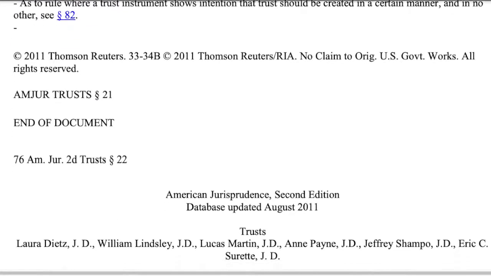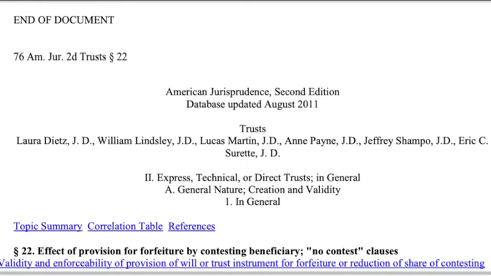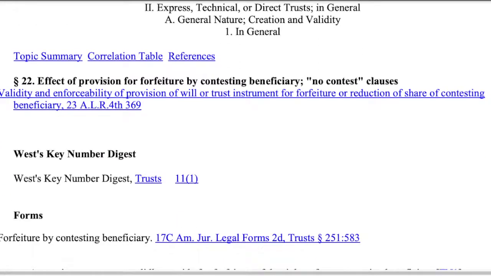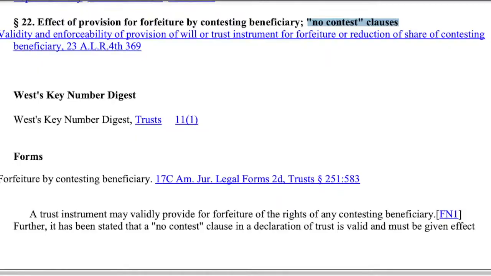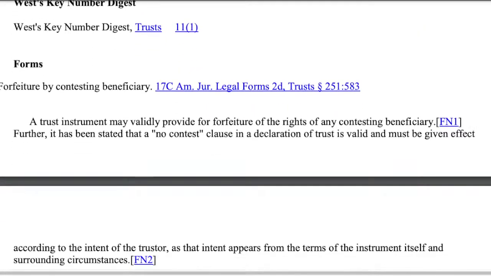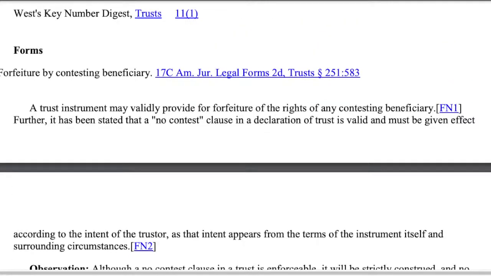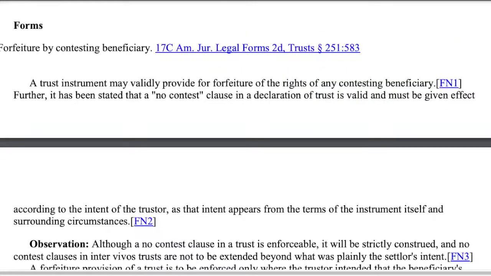All right, moving ahead, we're on to section 22 here. Effect of provision for forfeiture by contesting beneficiary. No contest clauses. So we're going to get into this. And of course, we had some forms here through American Jurisprudence. The beauty of American Jurisprudence, and why you see bookshelves dedicated to these volumes, is the value they bring to anyone who has to practice anything involving these courts.